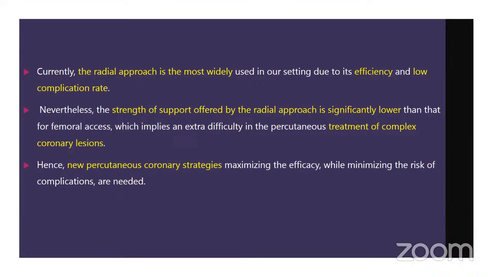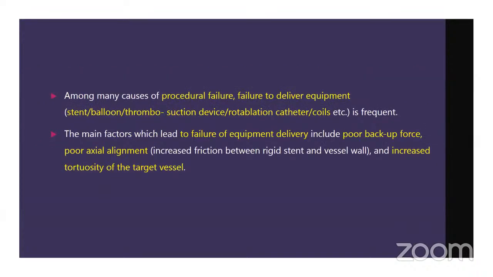But the strength of support offered by the radial approach is significantly lower when compared with the femoral approach. The most common cause of procedural failure is failure to deliver the equipment to the site of lesion. This is mostly due to the poor backup force and poor coaxial alignment, and also due to increased tortuosity of the target vessel.